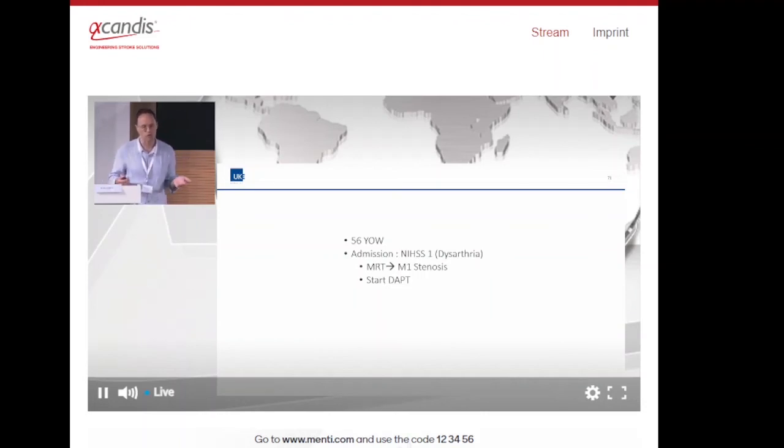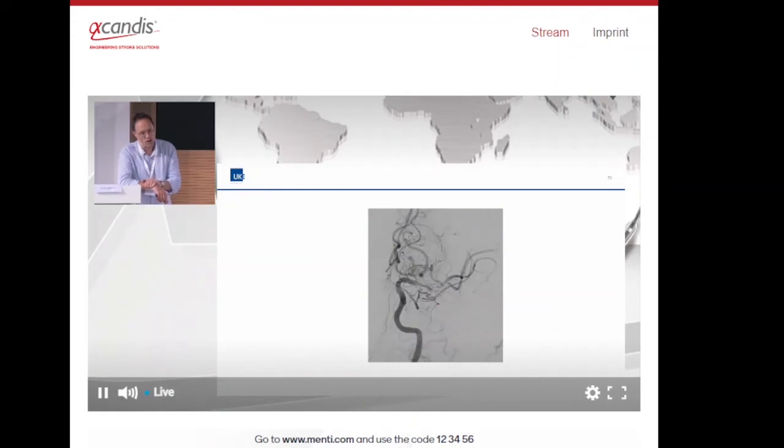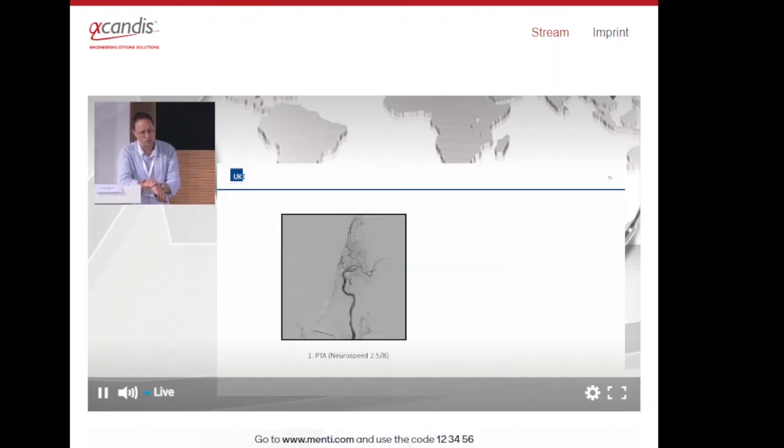So we put her on double antiplatelets, and then 2 days later she had a severe deterioration with NIHSS of 14. So we did an MRI, and we see this perforator stroke, but we see lots of embolic and hemodynamic strokes. We still see this M1 occlusion, so we took her to angio directly, and what we see here is this long stenosis, probably Mori B or C, and of course should be treated.